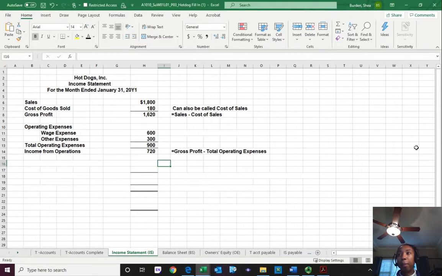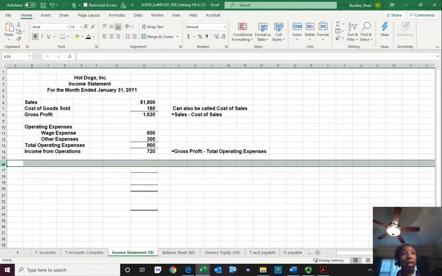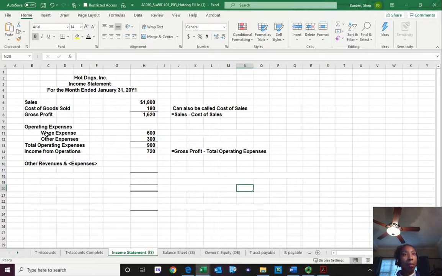After you have your income from operations, you're going to go to the next section that is called other revenue and expenses, not to be confused with the account of other expenses. This is a subtitle called other revenue and expenses. And what goes in this section is going to be interest expense or interest revenue.